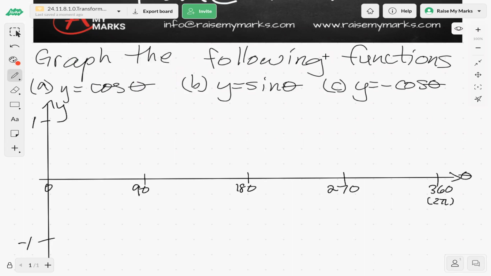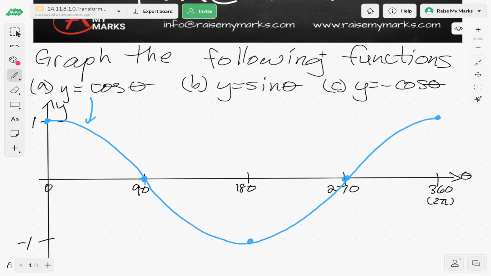And now let's start. Let's pick some colors. So for cosine at 0 is, what do we have here? It's 1. At 90 it's 0. 180 it's -1. At 270 it's 0. And 360 we're back at 1. So I'm going to join the dots with a nice curve. Good. And this is our cos theta.